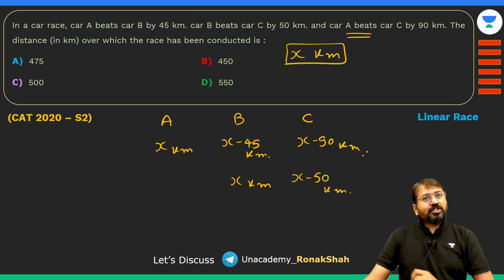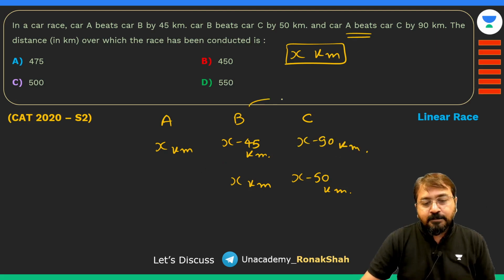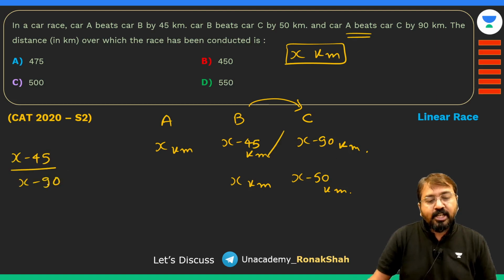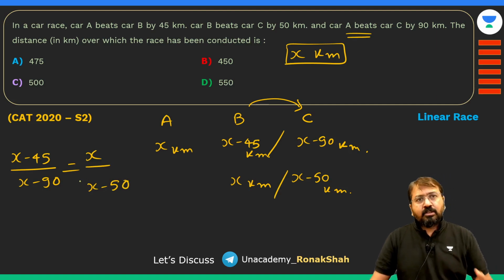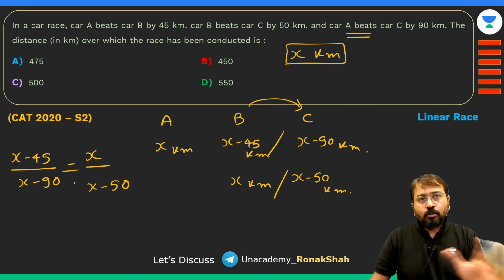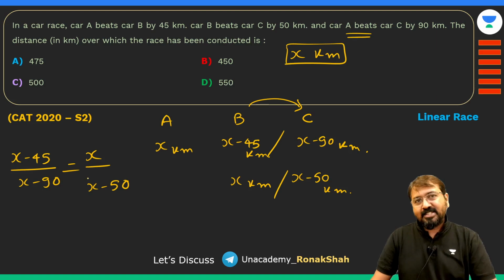Now what remains constant over here? So can I say the ratio of speed of car B and C will remain the same? So in the first case, the ratio is X minus 45 upon X minus 90. This is the ratio of car B and C speed. Similarly, in the second case, the ratio of speed is X upon X minus 50. Now, should we solve by cross multiplication? You can also do it that way because it will not be difficult. Ultimately, x square on both sides will always get cancelled off in such situations.